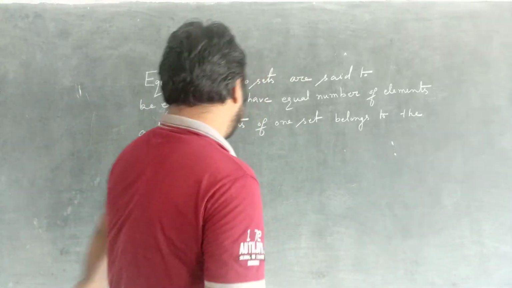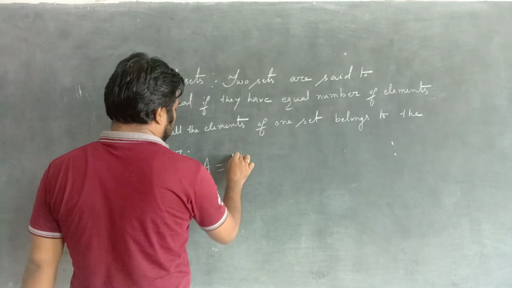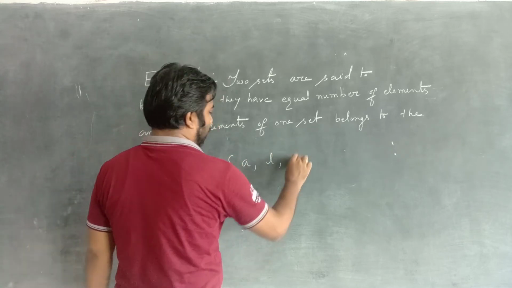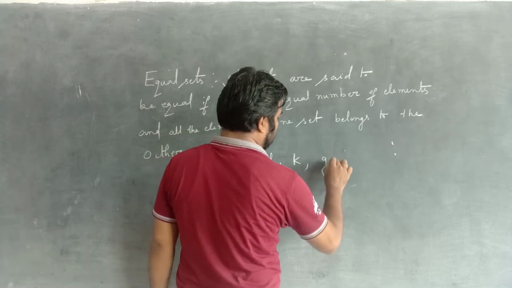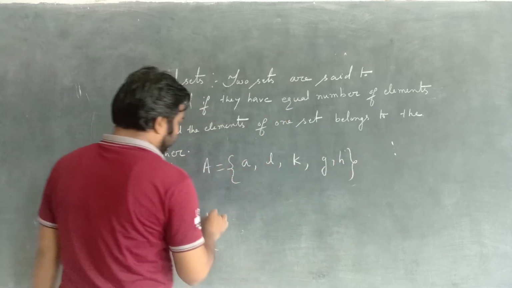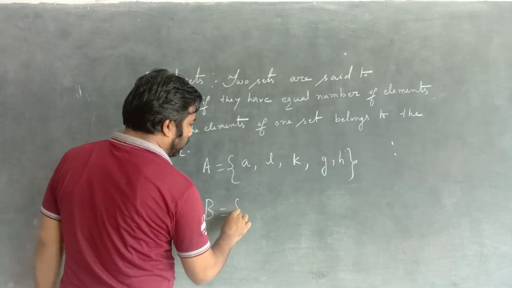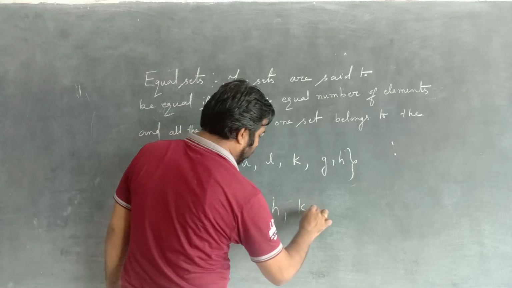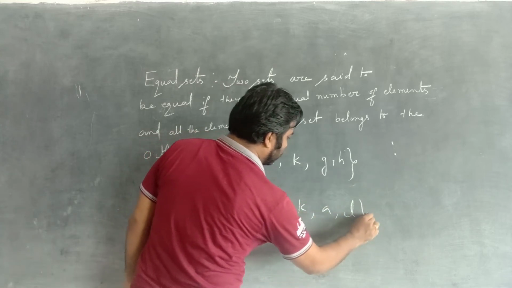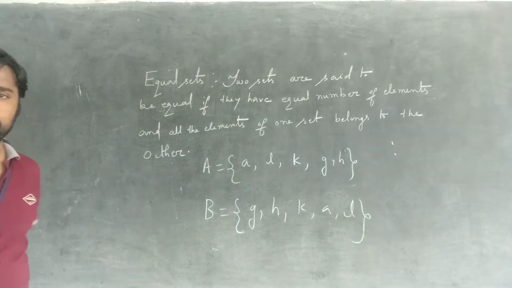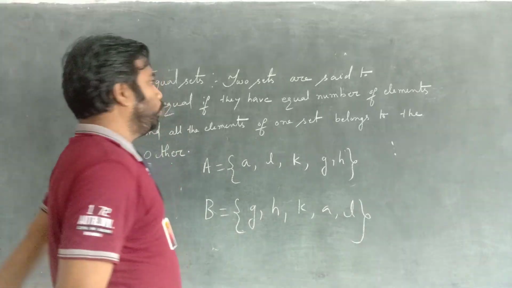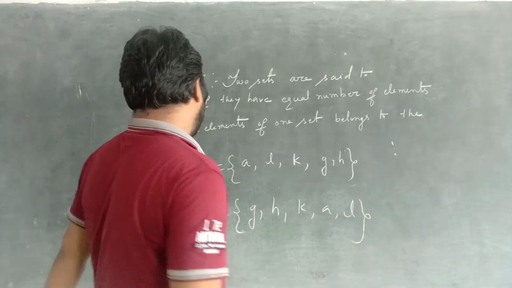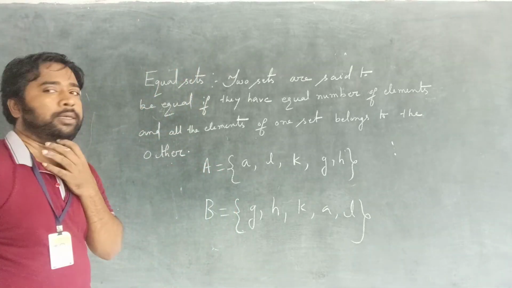So let me tell you, suppose there are two sets. One set is A, where the elements are A, L, K, G, H. B equal to G, H, K, A, L. So these are the two sets I have considered. I have written that two sets are said to be equal if they have equal number of elements and all the elements of one set belong to the other.